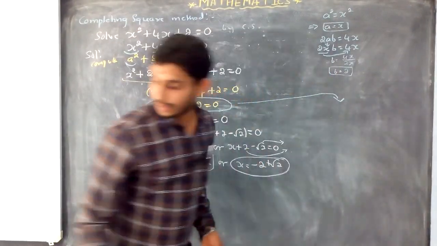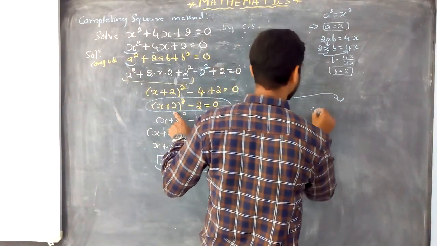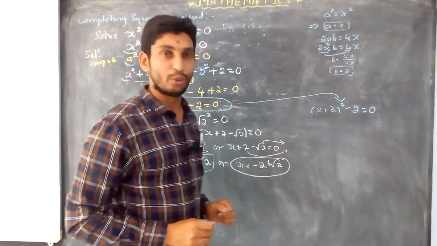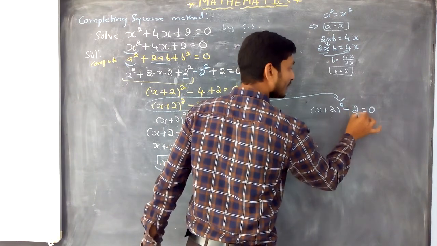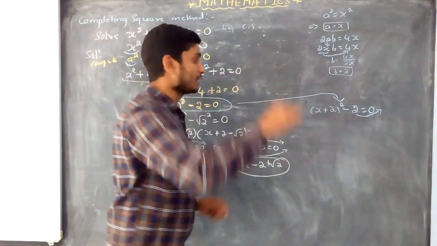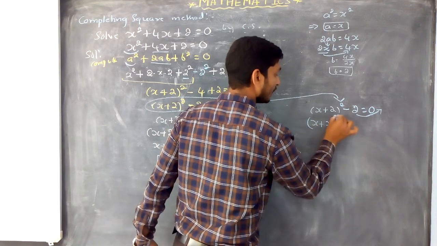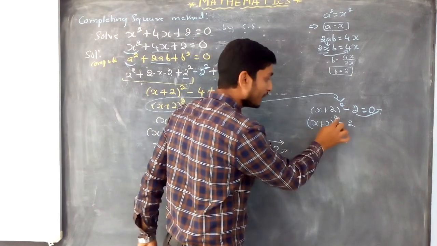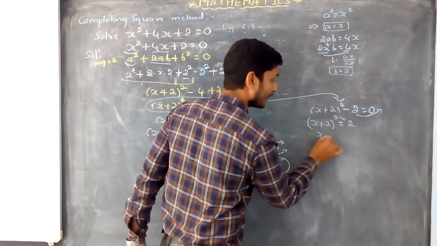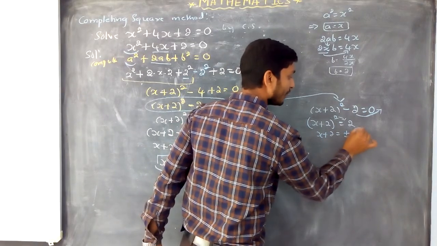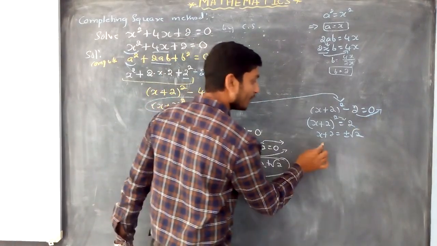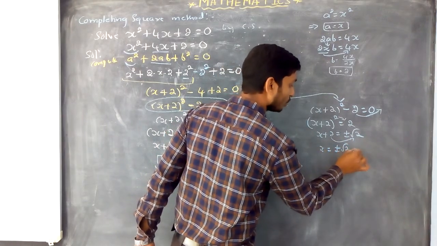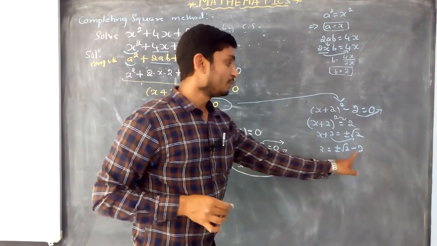Take the same problem. Nothing changes here: x plus 2 whole square minus 2 equals 0. Now transfer this minus 2 to that side. Then x plus 2 whole square equals 0 plus 2, that means 2. I need the answer of x, therefore transfer this power to that side first. Sending the power to the other side, x plus 2 equals plus or minus root 2. Is it right? Yes. Now I need the answer of x. Transfer this 2 to that side. That is x is equal to plus or minus root 2, and 2 going to the other side becomes minus 2.